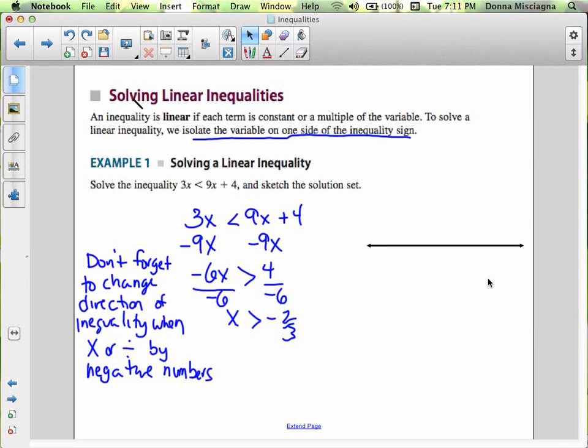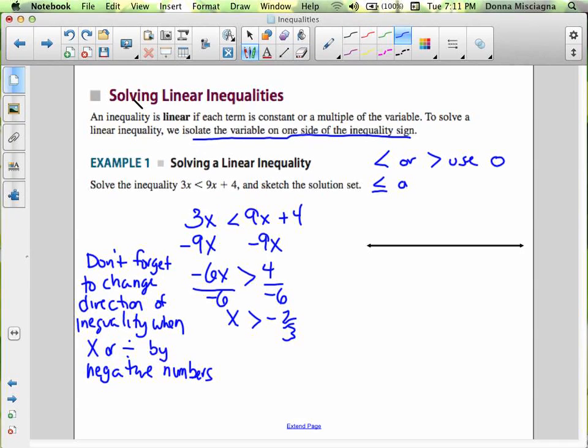So we want x is greater than negative 2/3. So remember, if it's a less than or a greater than, use an open circle. That doesn't look very open. And if it's less than or equal to or greater than or equal to, use a closed circle. So I'm just going to label this. All right, so 0, 1, 2, or negative 1, negative 2, 1, 2. That's plenty. All right, so an open circle at negative 2/3.